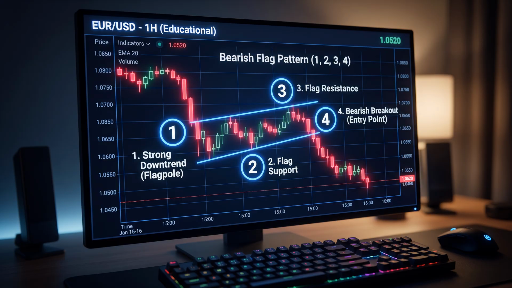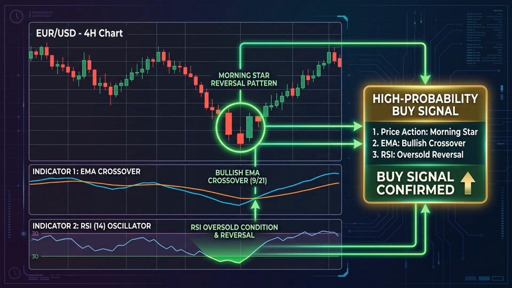when trading this pattern. This chart illustrates a textbook Confluence strategy in technical analysis, highlighting a high-probability buy signal on the EUR-USD 4-hour 4H timeframe. In trading, Confluence occurs when multiple independent indicators or patterns align to suggest the exact same market movement. In this case, a shift from a downtrend to an uptrend.